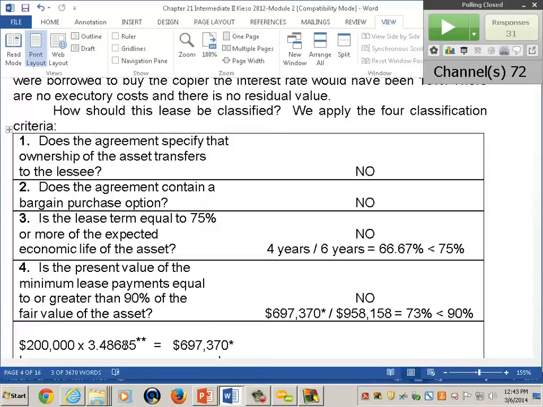And that, by the way, is the way I'm going to keep reminding you to look for these things. There's no bargain renewal there. So if there was a bargain renewal, what would happen? What if I said the company could renew this for 1 year at $50? Well, yeah, you'd have to add 5. One more year would make it 5.